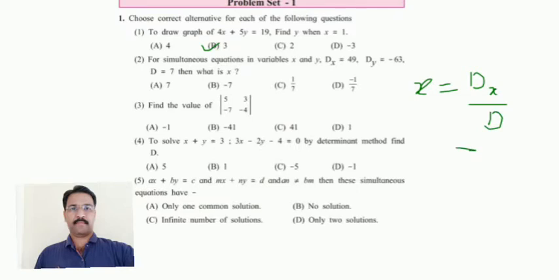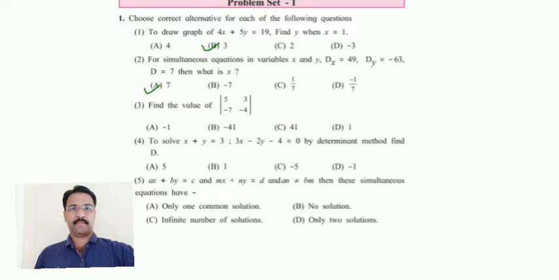What is Dx here? This is 49. And what about D? That is 7. So how much will come here now? 7. That is the correct alternative, which is A. Like this, every time we have to solve. Don't just pick any wrong option, don't just try to choose. Always try to verify whether it is correct or not.